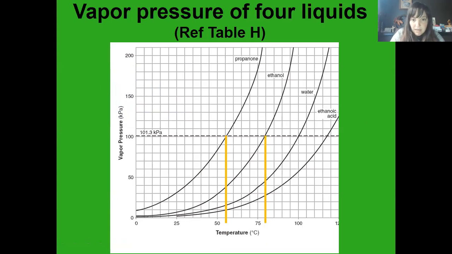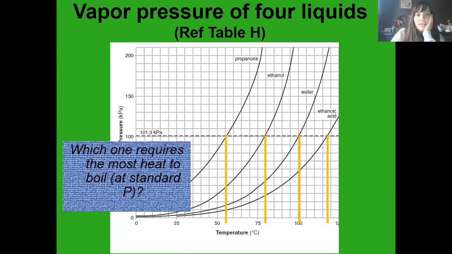Ethanol, you'd usually have to heat up to 80 degrees Celsius. You know what temperature water boils at? 100 degrees Celsius. And then ethanoic acid is even harder to boil. You have to heat it up to about 117 degrees Celsius. So which one of these requires the most heat to boil at standard pressure? Yeah, ethanoic acid. So which one do you think has the strongest intermolecular forces? Right, probably ethanoic acid. Yeah, gotta be.